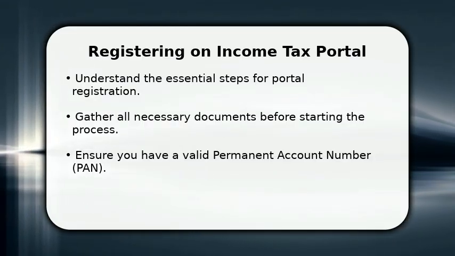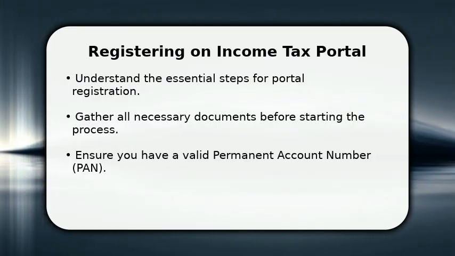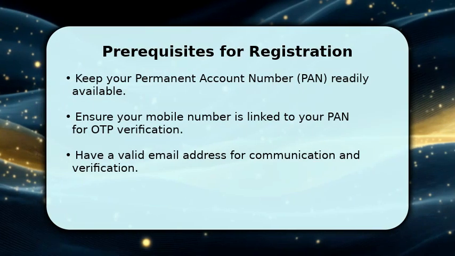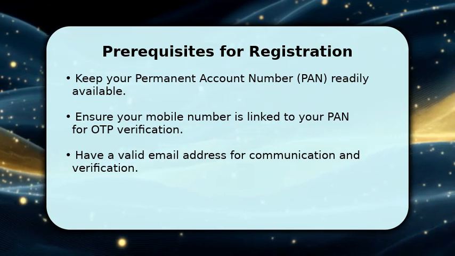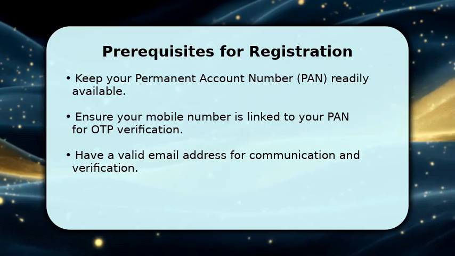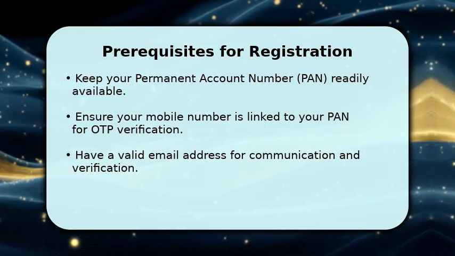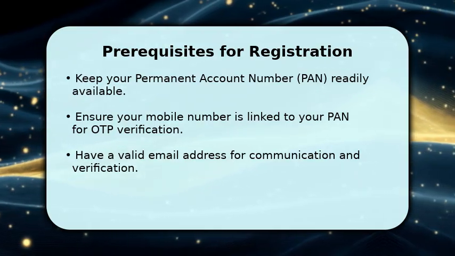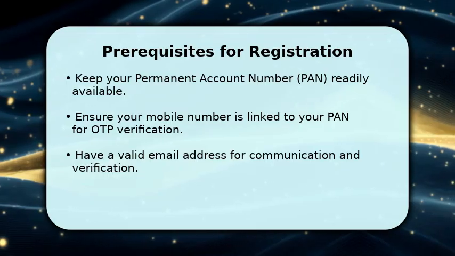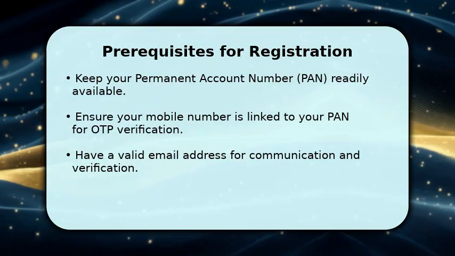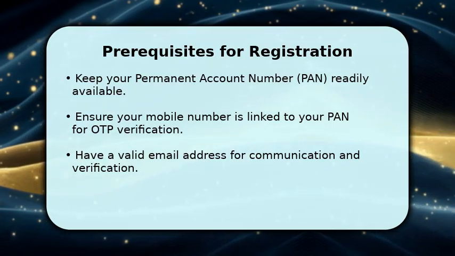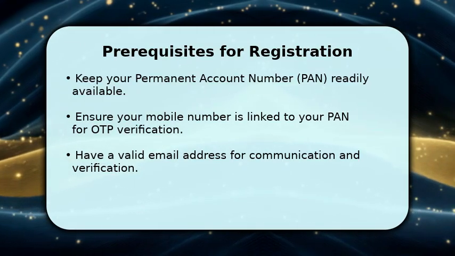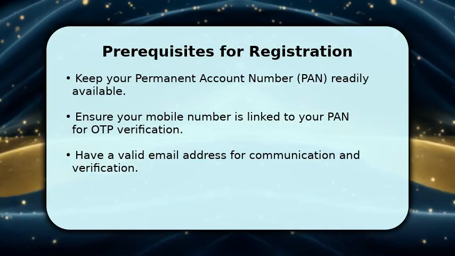You will need to select your user type, such as taxpayer or e-return intermediary, to proceed correctly. Before you begin, make sure you have your permanent account number, or PAN, handy. This is a 10-character alphanumeric identifier issued by the Income Tax Department. Also, ensure your mobile number is updated and linked to your PAN, as a one-time password or OTP will be sent for verification. A valid email address is also essential for receiving important communications and completing the registration.